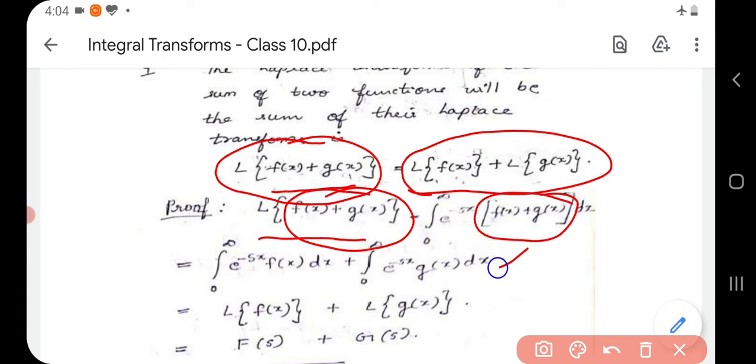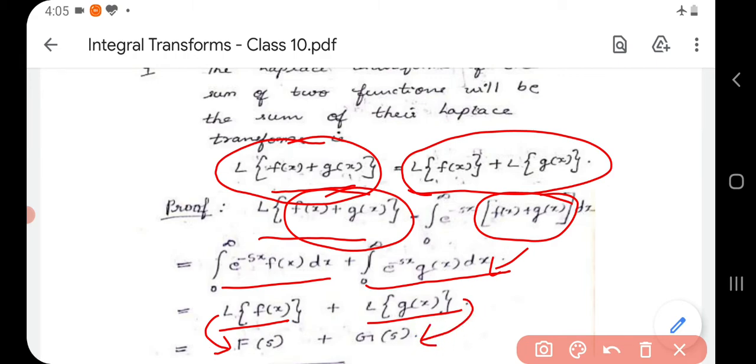And now you just split this into two. This is nothing but L of f of x and this is nothing but L of g of x. This can be written as f of x and this can be written as g of x. So, that means the Laplace transform of the sum of two functions will be equal to the sum of their Laplace transforms. That is the first theorem on Laplace transform.